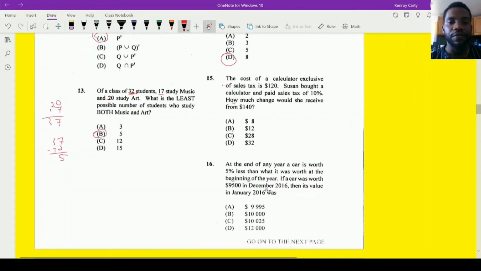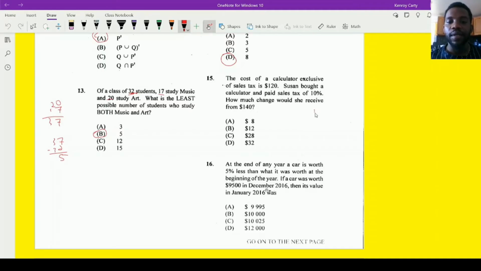Question 15. The cost of a calculator exclusive of sales tax is 120. Exclusive means that the tax wasn't included at all in the 120. Susan bought a calculator and paid a sales tax of 10%. How much change would she have received? There are so many ways we can do this question, but let us do it the simplest way. Let us find out how much the 10% tax is.